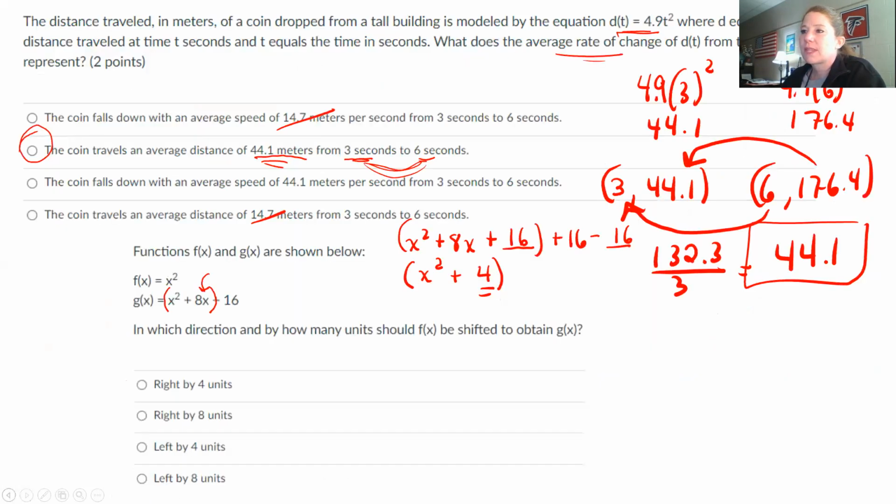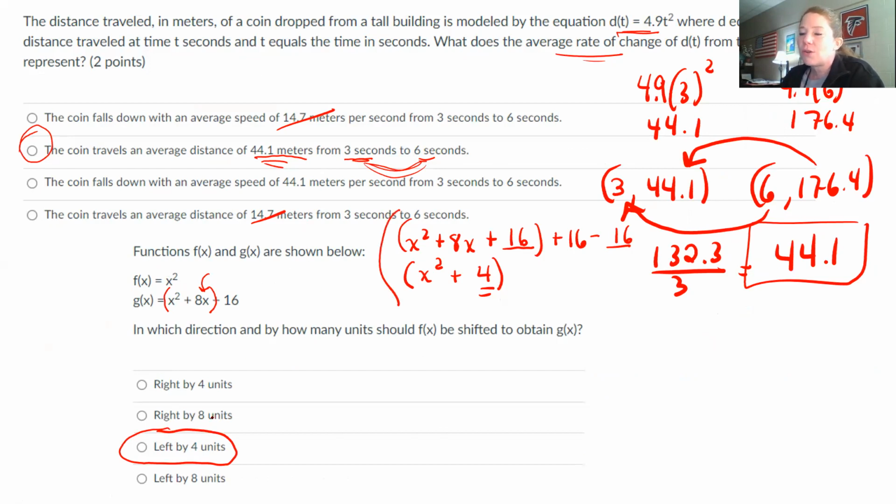So we're going to go left. What did I just say? Oh my gosh, I've already forgotten. It would be the opposite, so it'd be left 4 units. That's it right there. And we had to figure that out by using that vertex form, which is in your lessons, and we're about to talk about it on the next slide.